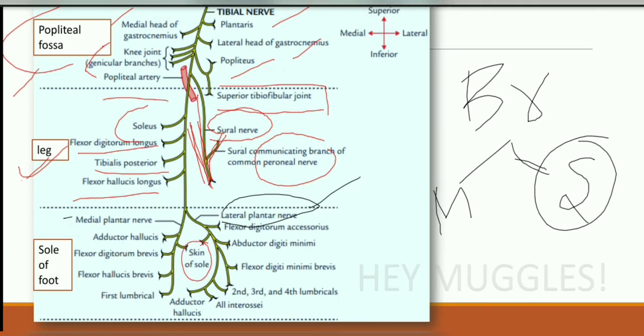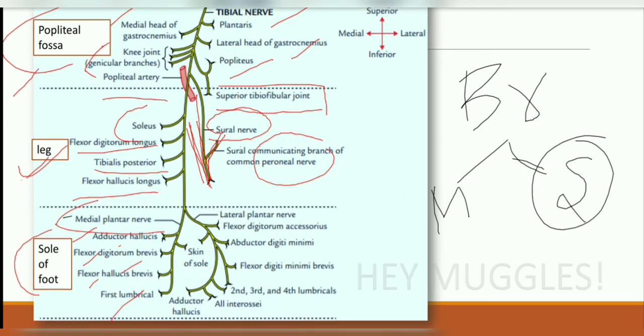Coming to the terminal branches of your tibial nerve, the medial plantar nerve and lateral plantar nerve. So the medial plantar nerve supplies your adductor hallucis, flexor digitorum brevis. Basically, these terminal branches are going to supply the muscles of the sole of the foot, as well as give sensory branches to the lateral side of your heel, lateral border of the foot, and the whole of the sole, right? So it is giving motor branches to adductor hallucis, flexor digitorum brevis, flexor hallucis brevis, first lumbrical.